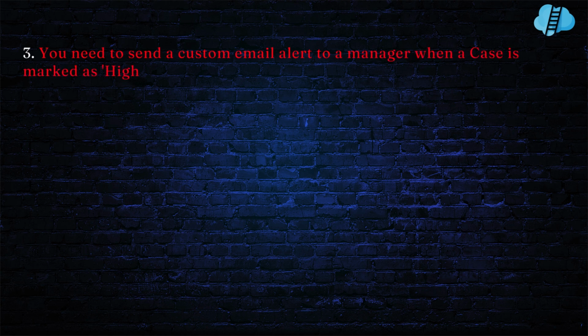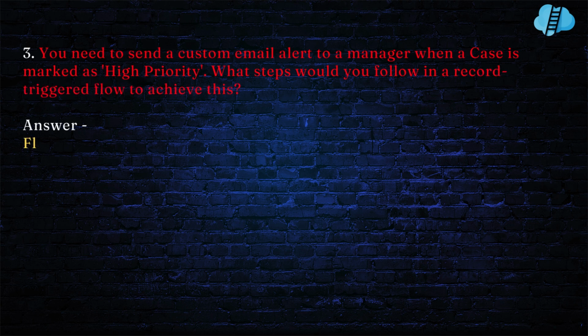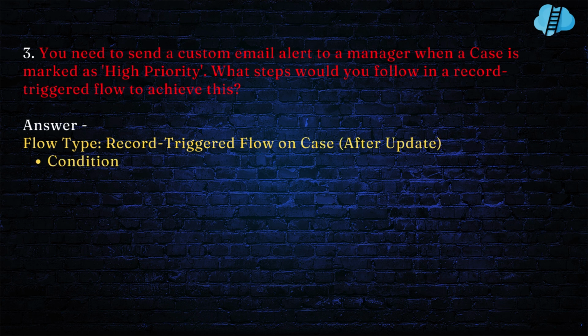3. You need to send a custom email alert to a manager when a case is marked as high priority. What steps would you follow in a record-triggered flow to achieve this? Answer: Flow type, record-triggered flow on Case, after update, condition: Case Priority equals High.